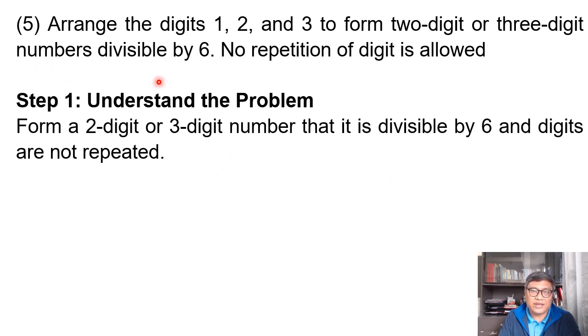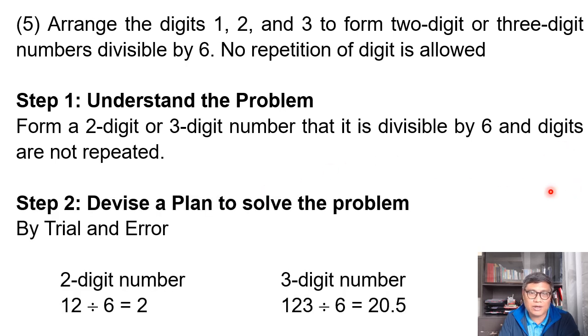For number 5, if you are asked to arrange the digits 1, 2, and 3 to form a 2-digit number or a 3-digit number that is divisible by 6. Now, no repetition of digits is allowed. So, understand the problem. We are going to form a 2-digit number or a 3-digit number where no repetitions are allowed, using only 1, 2, and 3, so that it will be divisible by 6. Okay, so how are we going to do this? What will be our plan to solve this problem?